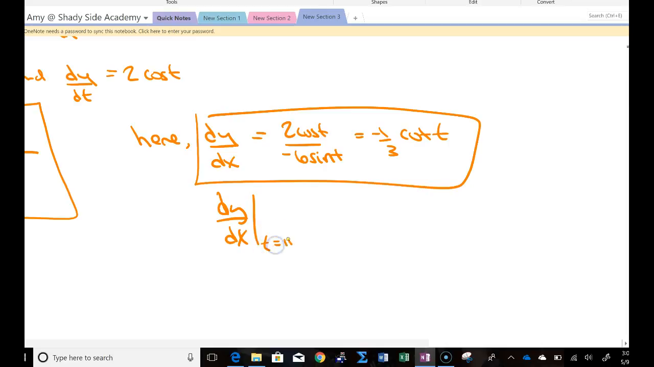Is that pi over 6 or is it pi over 4? Which one was it? Help me. Look at this. You can't just write dy/dx equals and plug in pi over 6. I want dy/dx at t equals pi over 6, which is equal to -1/3 cotangent of pi over 6.